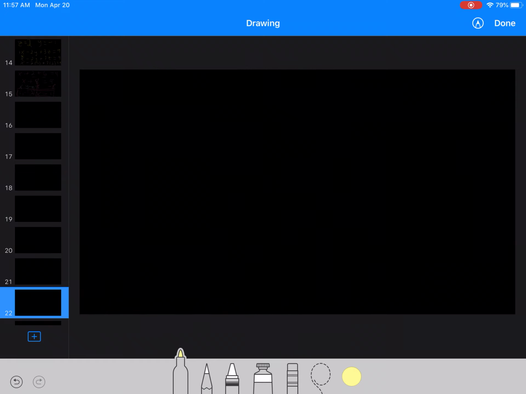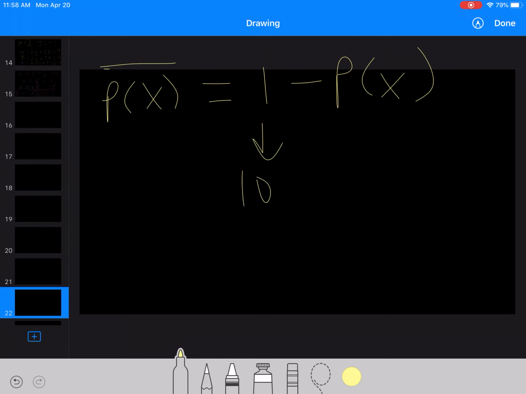Now here's something you should put in your theorem book. The complement of an event X, see that line over the top? The line over the top means it's a complement of a probability, and it is equal to just 1 minus the probability of that event happening. The reason it's 1 is because there's 100%. You always use 100% of all the probabilities.